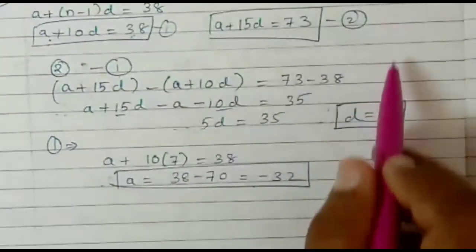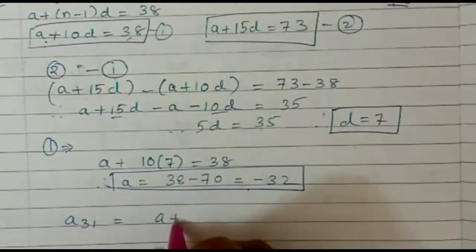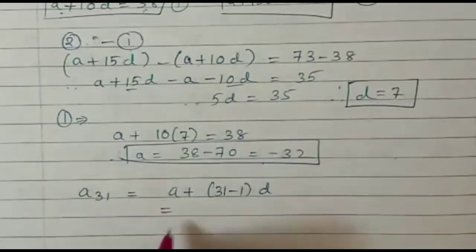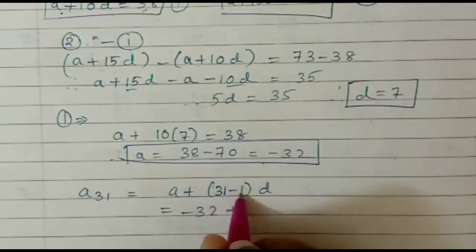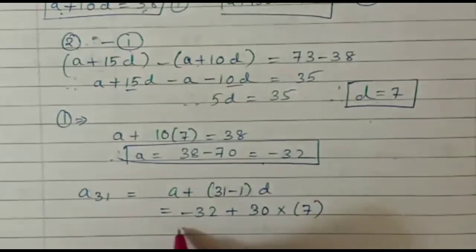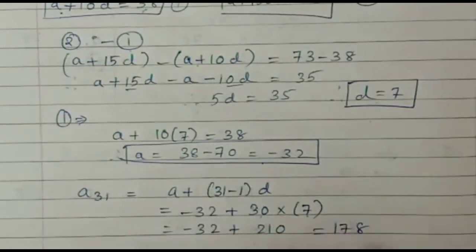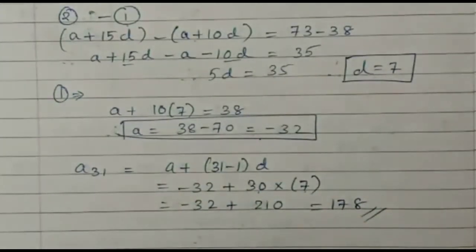After getting a and d, you can find out what is A31. So A31 as per formula is a plus (31 minus 1) into d, which is equal to, what is the value of a? Minus 32. So minus 32, 31 minus 1 will be 30, into the value of d, that is 7. So 7 into 30 will be 210. So 210 minus 32 is equal to 178. So this is your answer, right? 31st term is equal to 178.